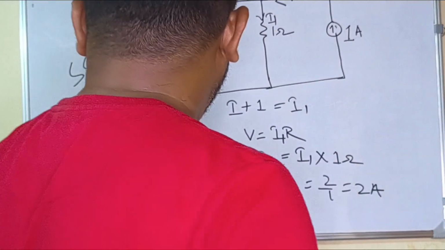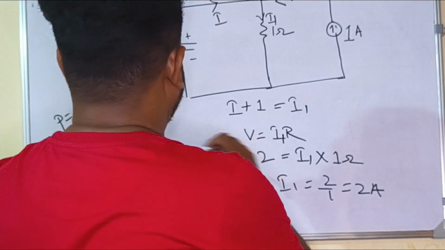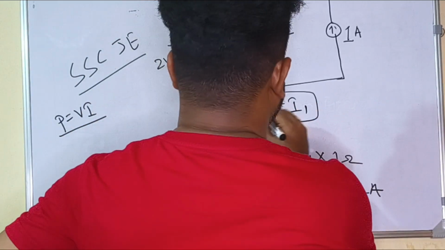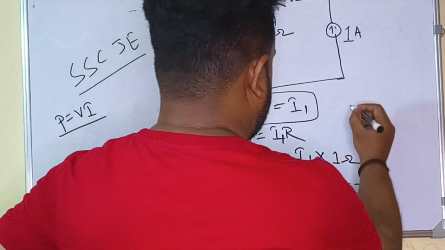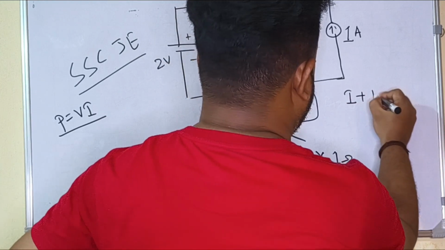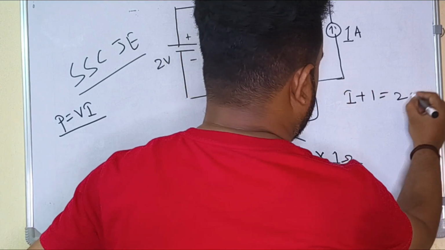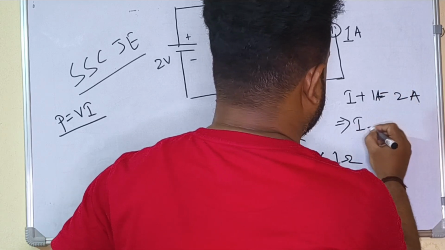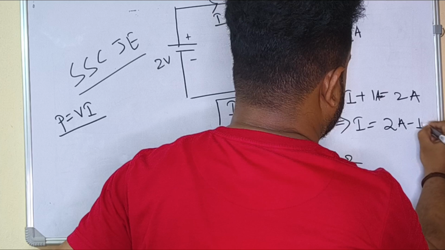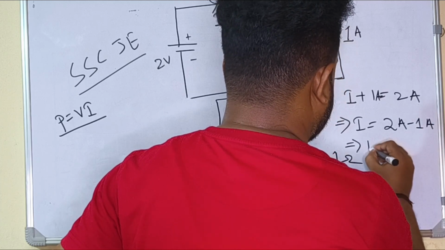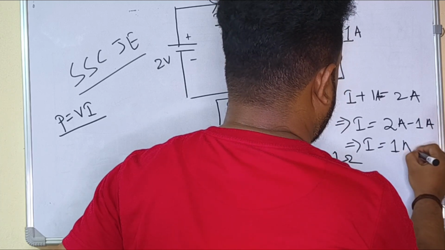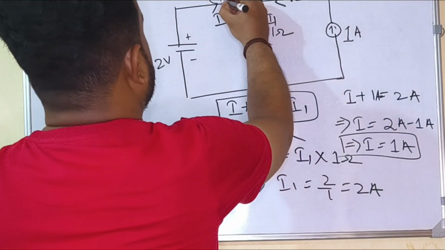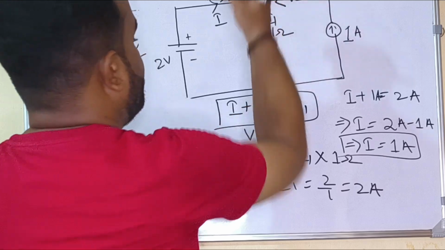I1 is 2 ampere. So according to the formula, I plus 1 is equals to I1. So you will write I plus 1 is equals to I1 is 2 ampere. It implies that here also 1 ampere. So I is equals to 2 ampere minus 1 ampere. It implies that I is equals to 1 ampere. Clear, my dear students? You can write here I is equals to 1 ampere.